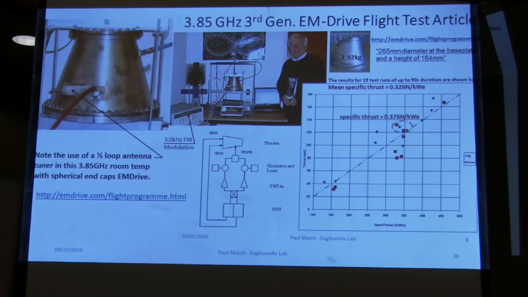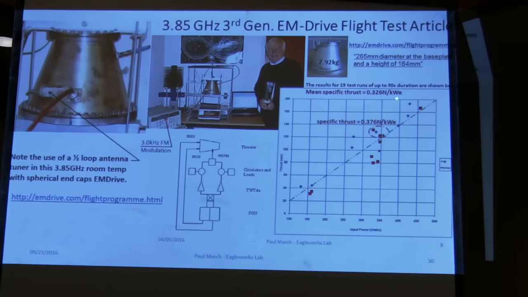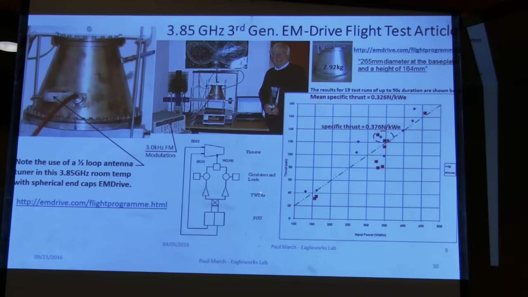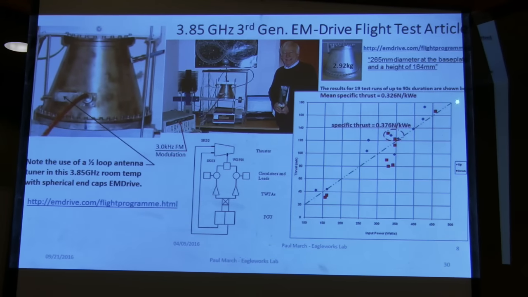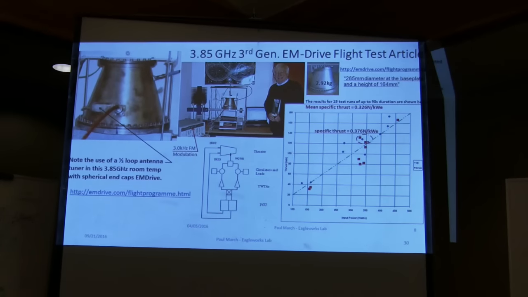I'll get to it in a moment. All right, and this unit was 0.326 newtons per kilowatt. It was millinewtons. I think peak was almost 180 millinewtons for about 400 watts input.